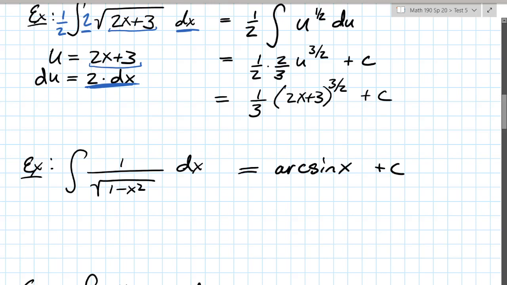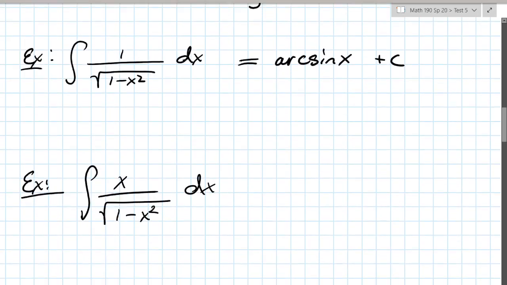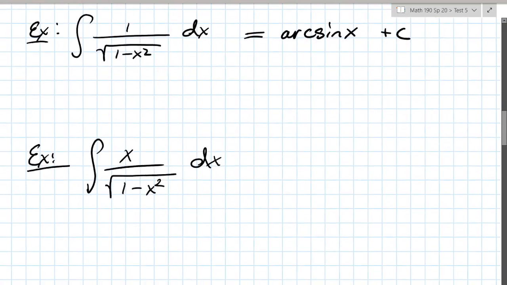So don't forget the integrals of the inverse trig functions, arc sine, arc cosine, and arc tangent, because those will not work with u substitution, even though those have some x squareds in them, and they might look tempting for u substitution. How about this next one? Next one looks sort of similar, but now u substitution is going to work.